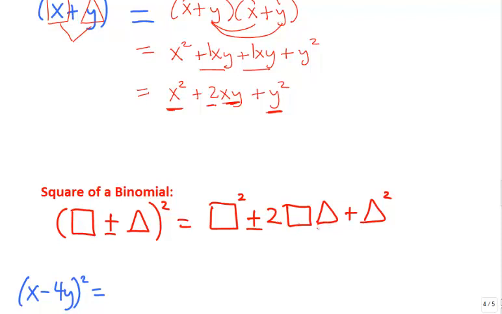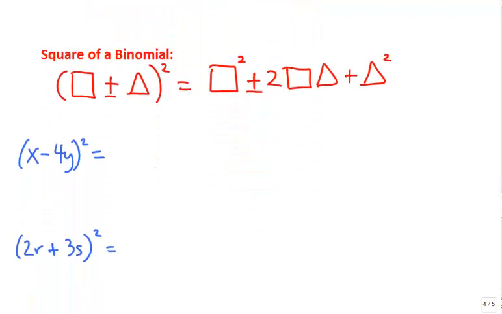And then notice the signs here. The triangle squared on the end is always positive, no matter whether this is a plus or a minus in the middle. And then the middle term has whatever sign you have to begin with inside your parentheses. So let's see an example of how you would use this pattern. So in this case, x minus 4y quantity squared. This is like our box, and the 4y is like our triangle.